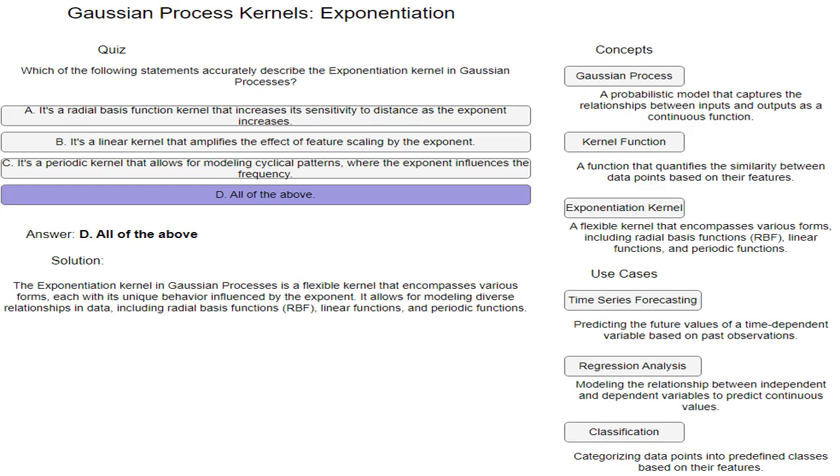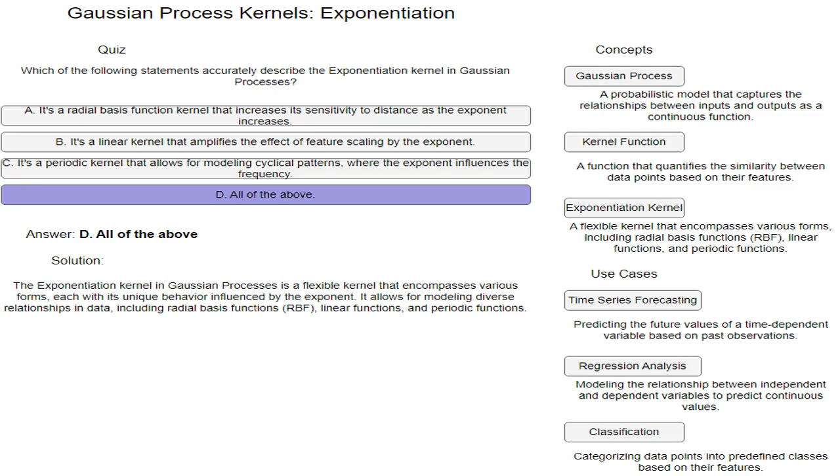Correct. The exponentiation kernel can take the form of a radial basis function RBF kernel, where the exponent controls the sensitivity to distance. A higher exponent leads to a steeper decline in similarity as the distance between points increases, making the model more sensitive to local variations. Correct. The exponentiation kernel can also model linear relationships. In this case, the exponent amplifies the impact of feature scaling. A higher exponent emphasizes the contribution of features with larger scaling factors, making the model more sensitive to these features.